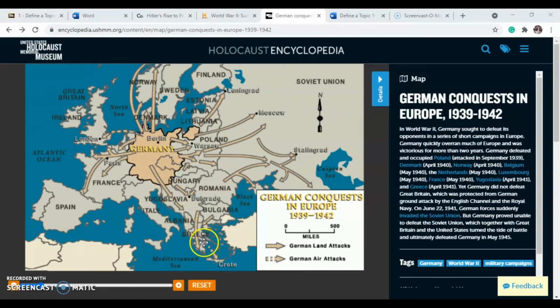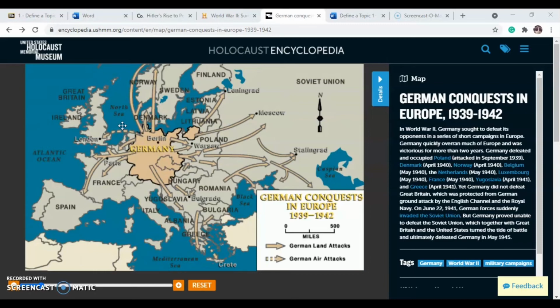Greece is down here. And of course, the most infamous one is France, in which when he attacked France, Italy got a little self-confident, and that's when Italy finally joined forces with Germany. And at the time, the Soviet Union. Even with all the power that Germany had, they couldn't get into Great Britain, since Britain was an island and it was protected from ground attacks by the English Channel and the Royal Navy.